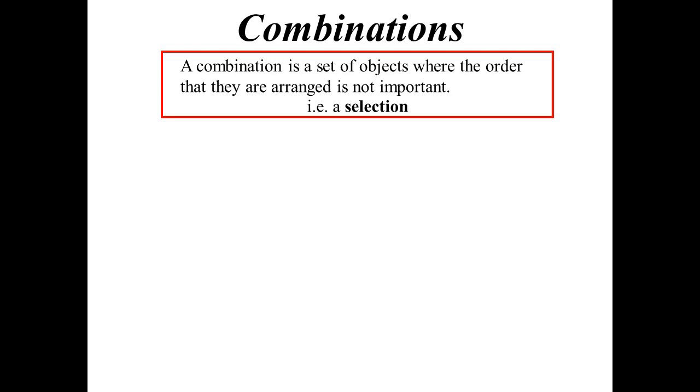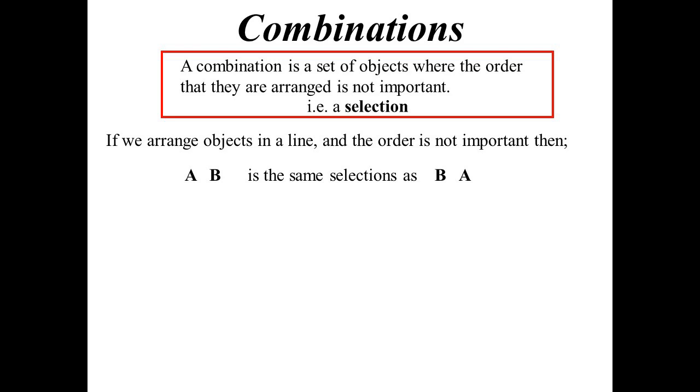What is the difference? We're going to arrange them in a line, but this time the order is not important. In other words, AB, as far as we're concerned, is the same as BA. It might look different, but we don't care about the order. It's still the same letters. And let's work out some sort of pattern.